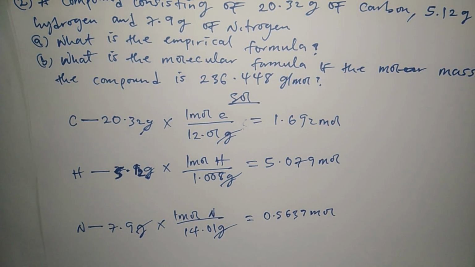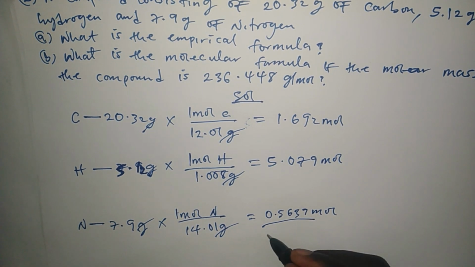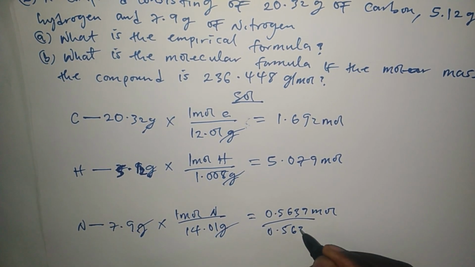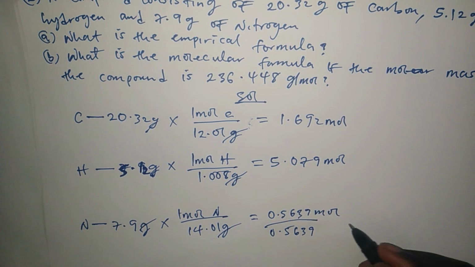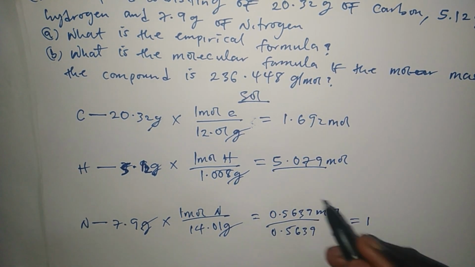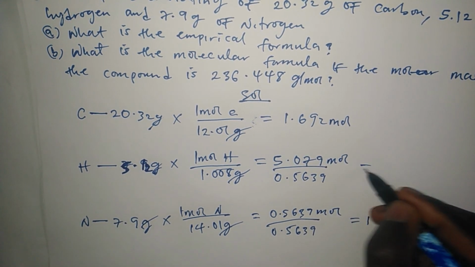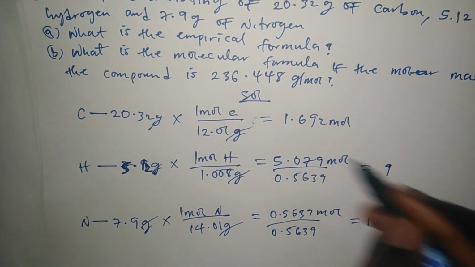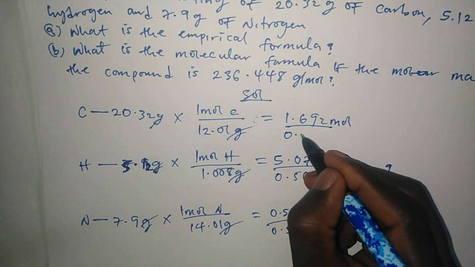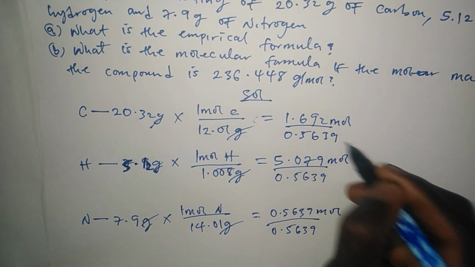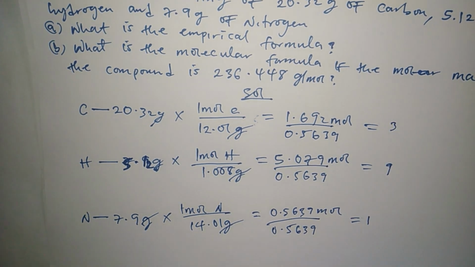Now you look at the three between carbon, hydrogen and nitrogen. Which one has the least moles? It is nitrogen. So you divide the moles of each by the moles of nitrogen. Here you divide by 0.5639, and what you have will be 3. Here you divide by 0.5639, and what you have is going to be 9. Here divide by 0.5639, and what you have is 1. Right? Now whatever you have here, you use it to write the empirical formula.